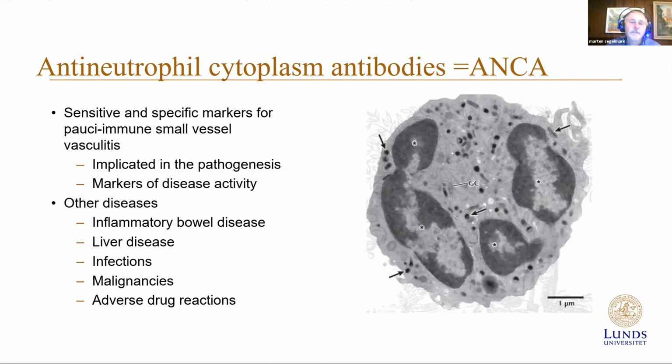They are implicated in the pathogenesis, and they can, at least to some extent, be used as a marker of disease activity. But we must keep in mind that ANCA is by no way completely specific for GPA or for ANCA-associated vasculitis. They can be found in many forms of other inflammatory diseases, in inflammatory bowel disease, liver disease, infections, in malignancies, and sometimes also in adverse drug reactions.